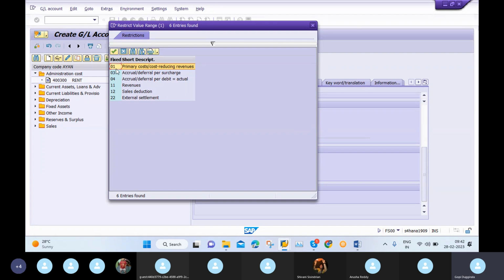So here you can see 01 is the primary cost, 03 is the accrual deferral per surcharge, 11U is revenues, 12 is sales deduction, and 22 is external settlement. These are the cost element types which are related to primary cost element.